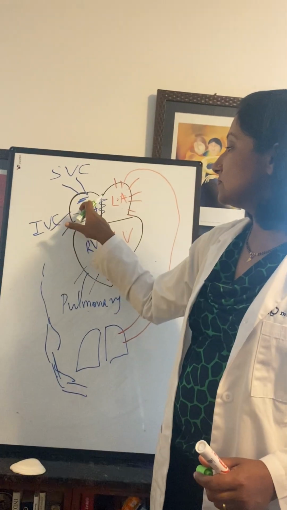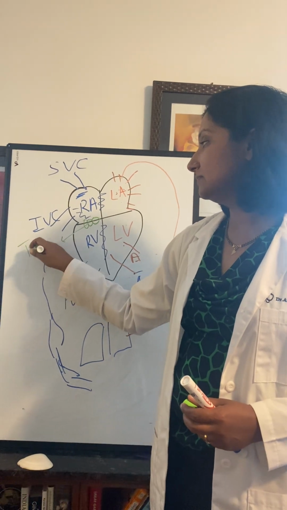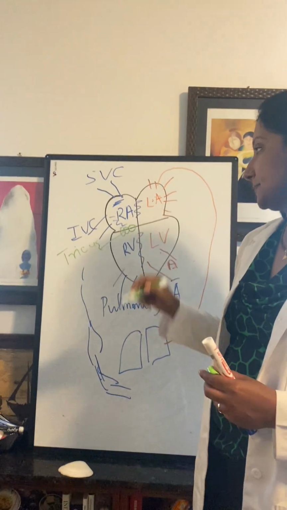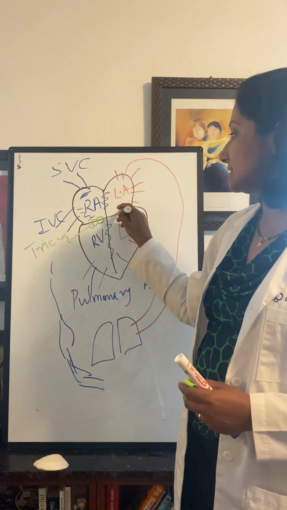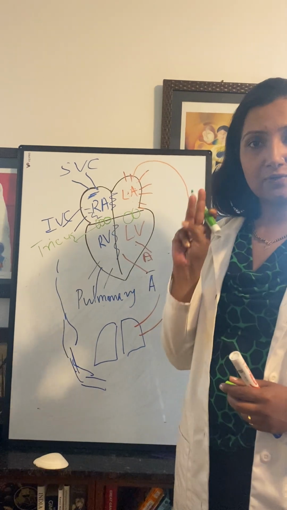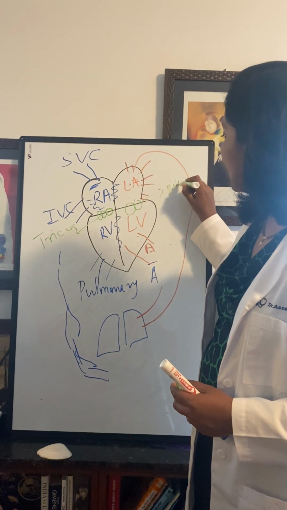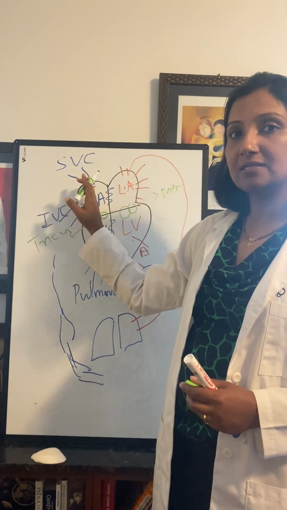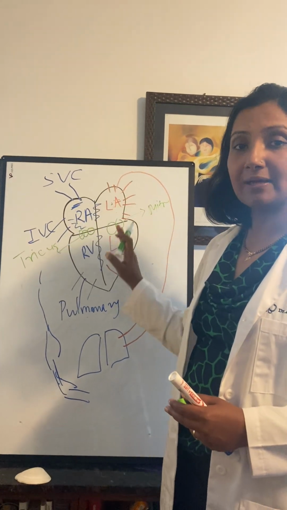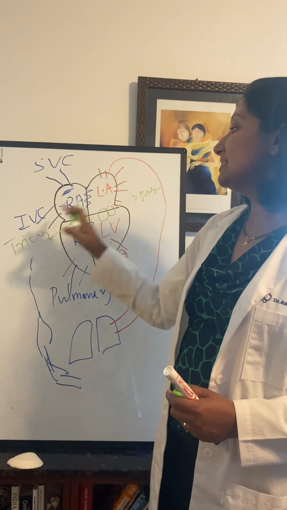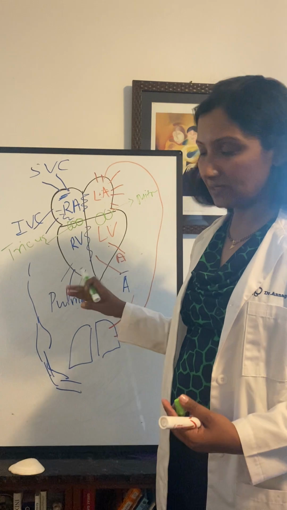The valve between the right atrium and the right ventricle is called the tricuspid valve because it has 3 cusps. The valve between the left atrium and the left ventricle through which blood passes is called the bicuspid valve because it has 2 cusps, or it is also known as the mitral valve. So you have the tricuspid valve between the right atrium and the right ventricle, and the bicuspid or mitral valve between the left atrium and the left ventricle. These are the atrioventricular valves, the valves between the atria and the ventricles.